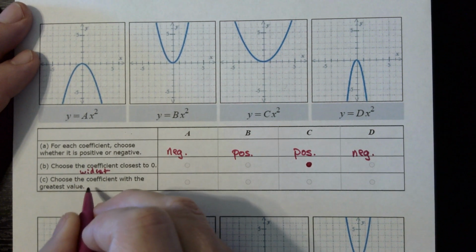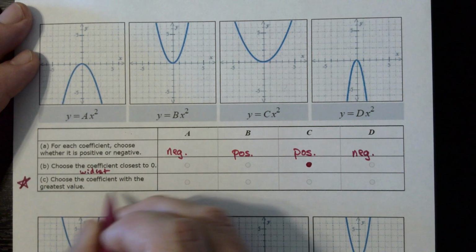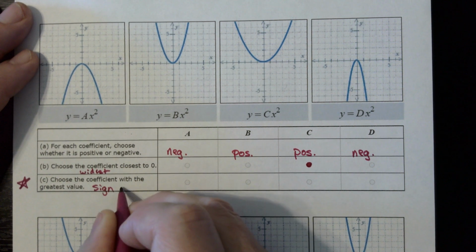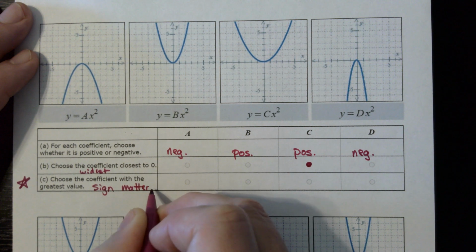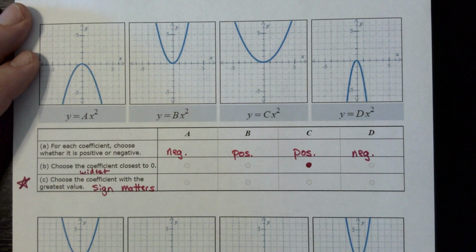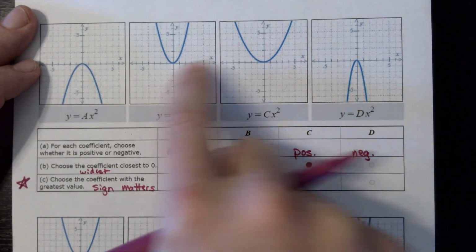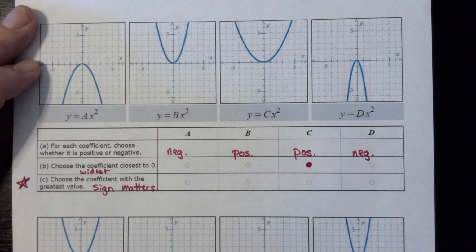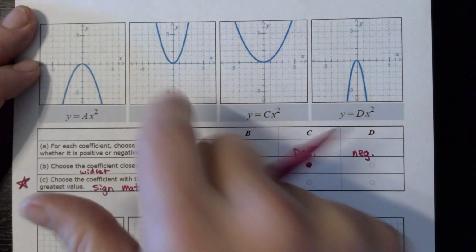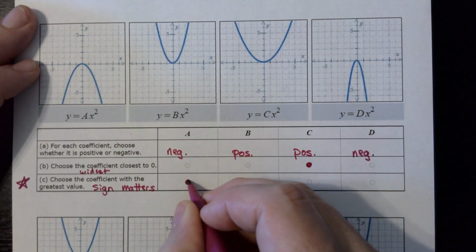Choose the coefficient with the greatest value. Now this one is a tricky one because sign matters. If it says greatest value, positive numbers are greater in value than negative numbers. So you've got to keep that in mind. If you're looking for greatest value and you have positive graphs like these 2, it's going to be between those 2. These are negative graphs, so they won't have the greatest value. So between these 2, which one is greater? Well, remember that the bigger the number, the skinnier the graph. So this is the skinniest graph, so that has the greatest value.